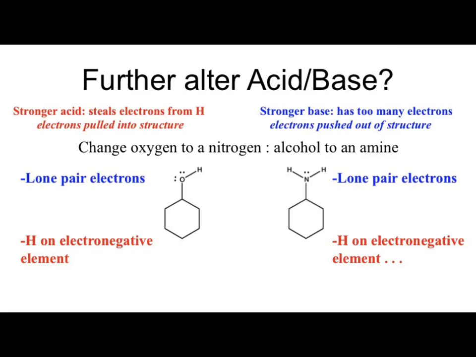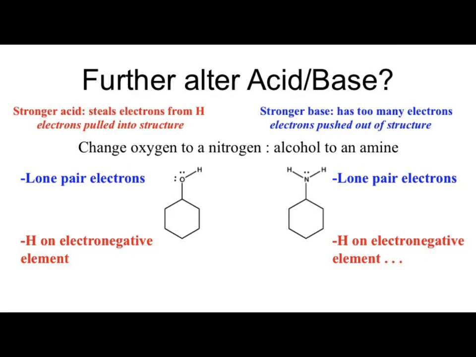Could we even further mess with our acid-base chemistry? Well, instead of adding things around the alcohol, let's just straight up change the atom. Instead of being an oxygen, let's make it a nitrogen. Does that change our characteristics? If we go through and do a comparison between these, we have lone pair electrons on both. The hydrogen is attached to an electronegative element in both. So what might we expect or predict for the amine, our NH structure? Would we expect it to act the same, both as a base and an acid?